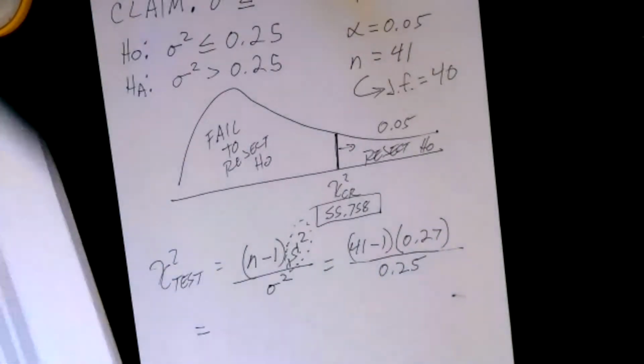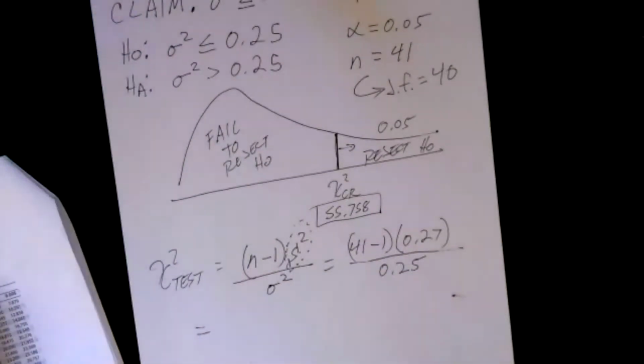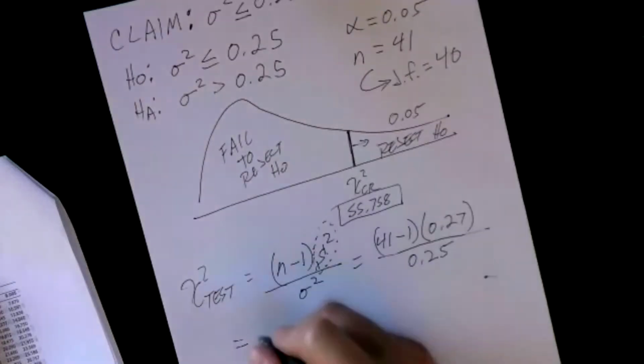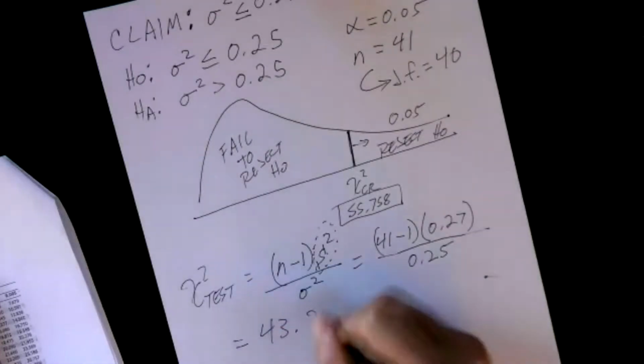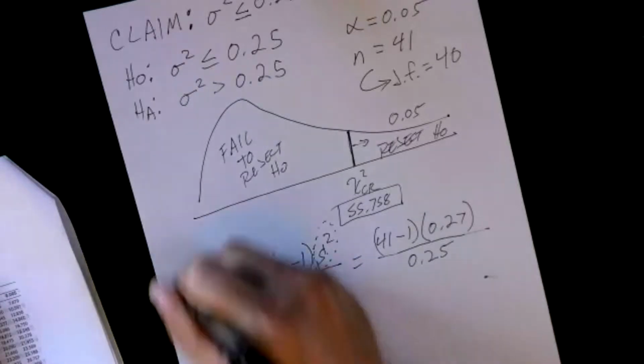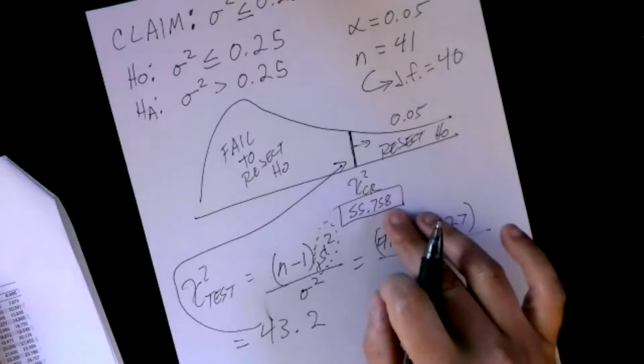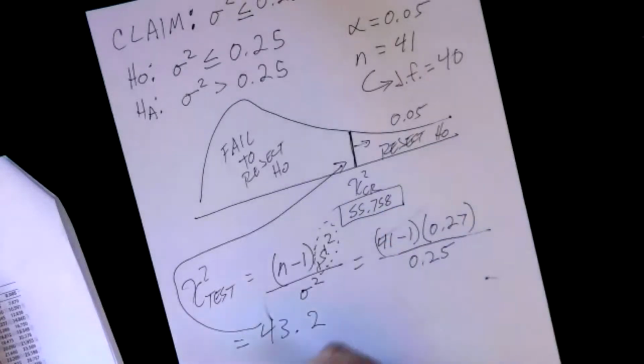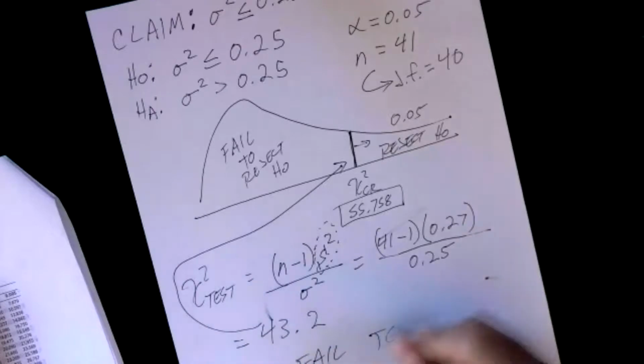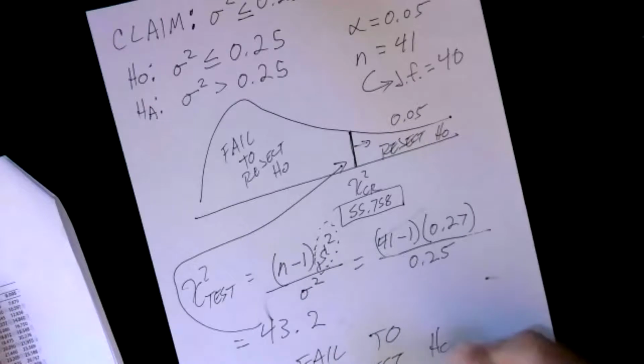So we get 43.2, which is less than 55.758. Therefore, fail to reject the null hypothesis.